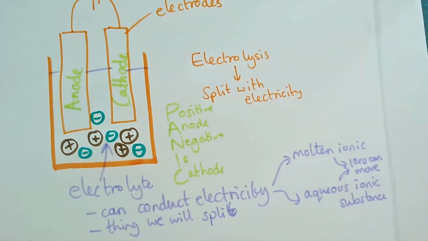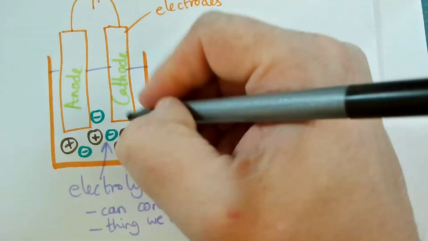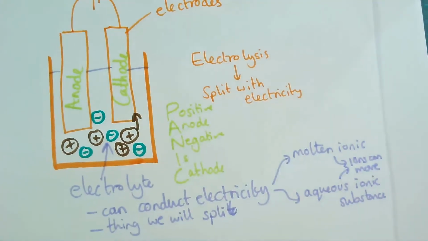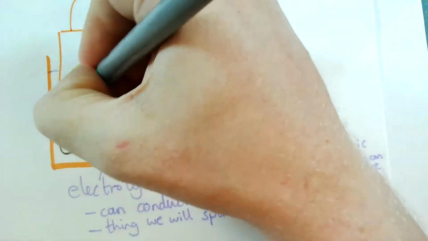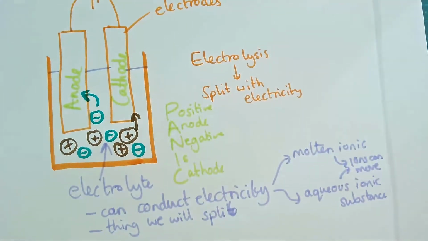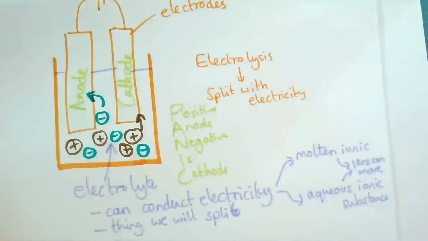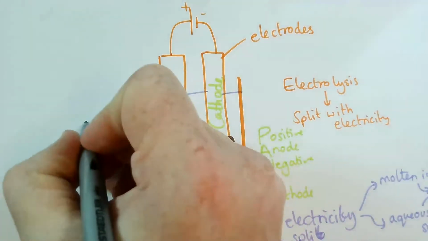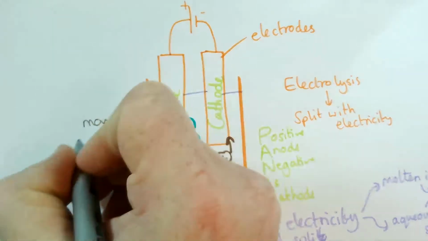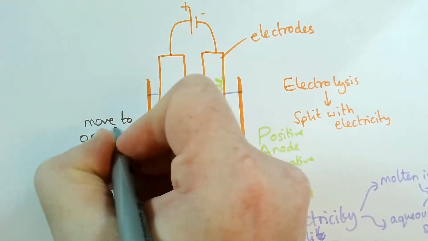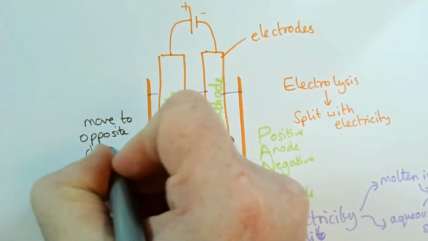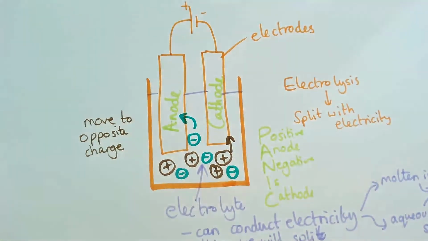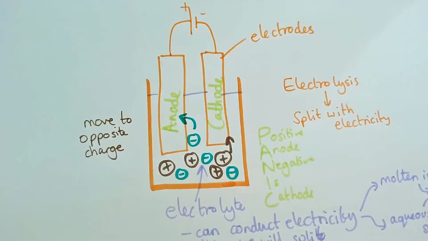Okay, now what happens is, let's say I now turn on the electricity, the positive ions will go to the negative electrode, and the negative ions will go to the positive electrode, okay, so they go to the opposite. Okay, because they're kind of opposites attract.